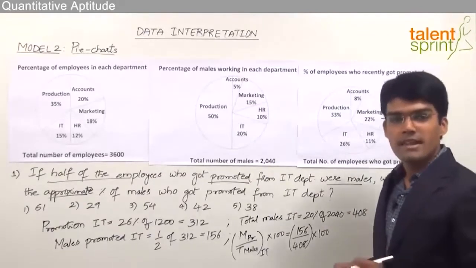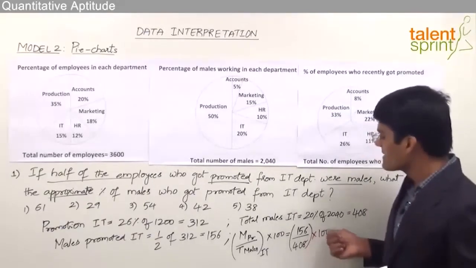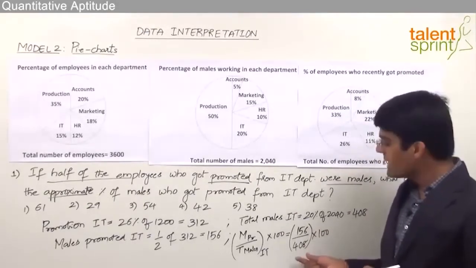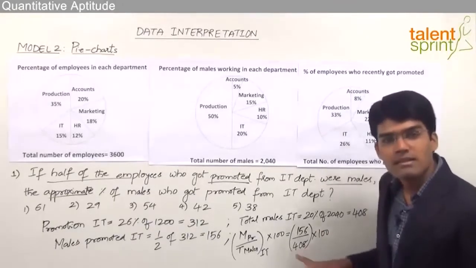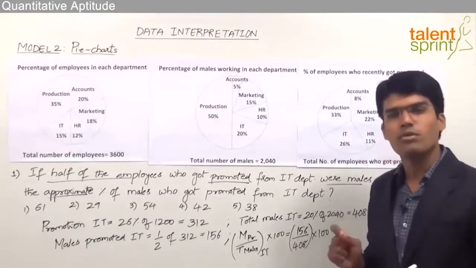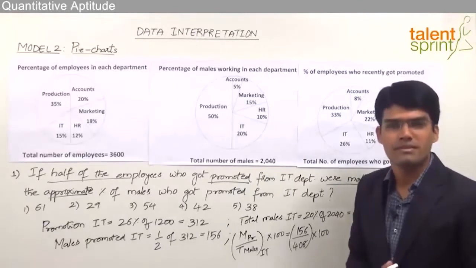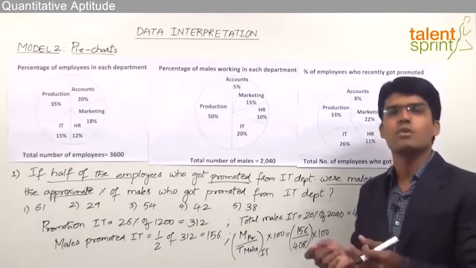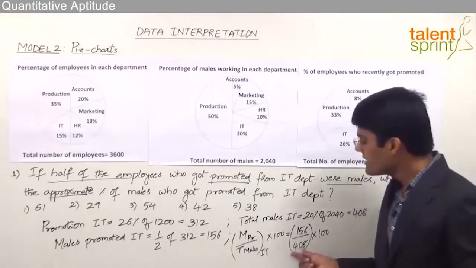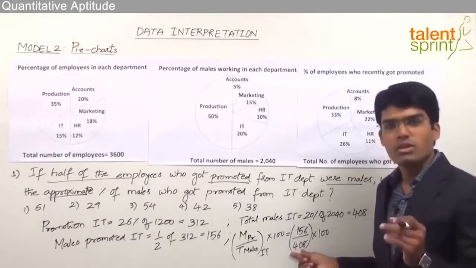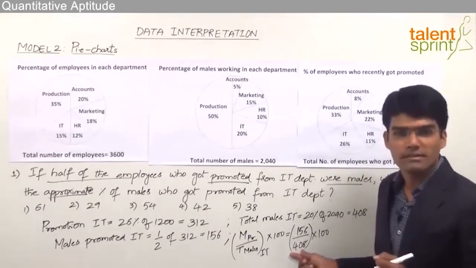Now as I've mentioned in case of tables, whenever we have to do a percentage calculation, denominator should be taken as 100%. Here the denominator is 408. That means 408 is equal to 100%. Approximately we can say this is equal to 400. Let's say 400 is the denominator approximately. So total 100% here is equal to 400.